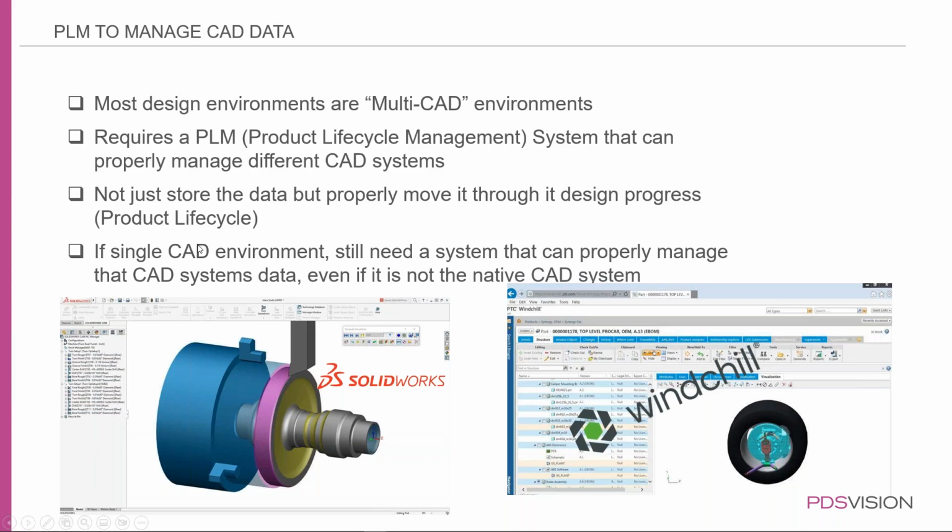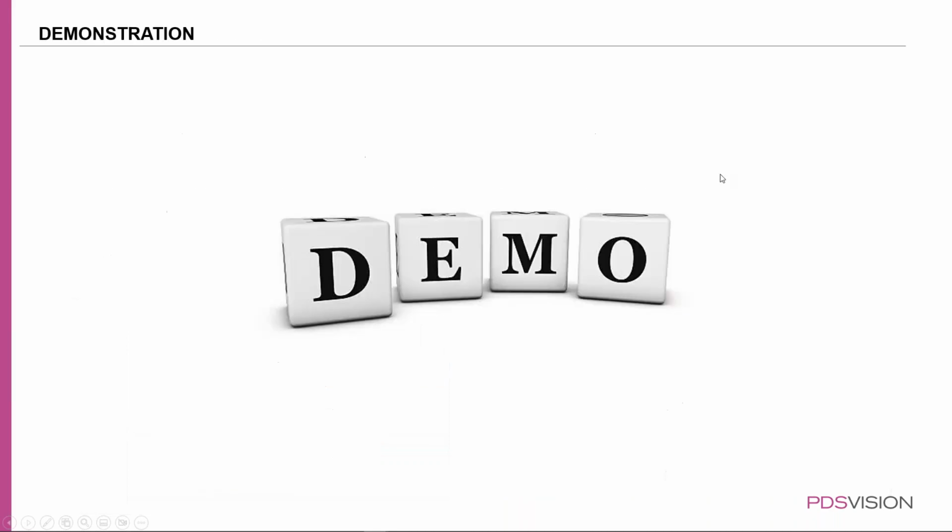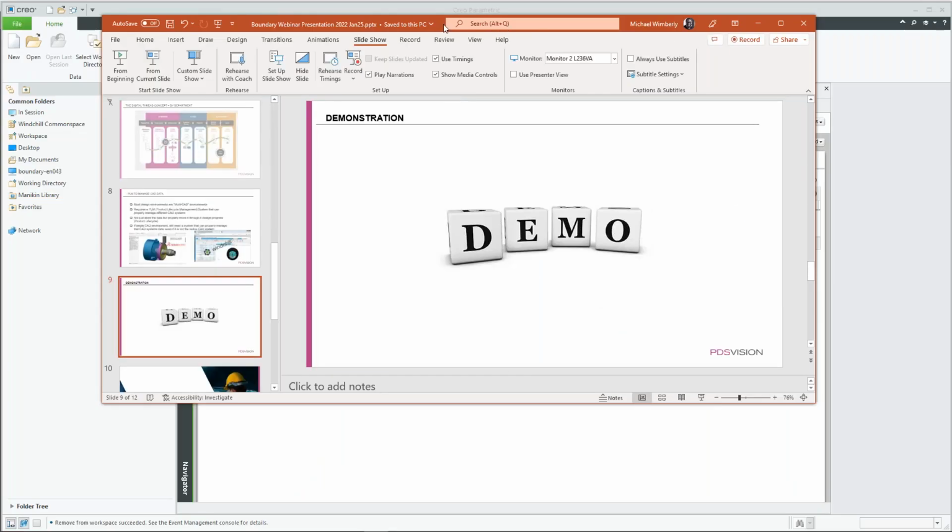And even if you're looking at a single CAD environment, you still need a system that can properly manage the CAD system data, even if it's not from the native CAD system. So although you may be using one CAD system that has a PLM/PDM system, that may not give you everything that you want to properly manage your data. So you may need to look at a different PLM system. Windchill, of course. All right, so from here, we're going to go ahead and jump right into a demonstration.